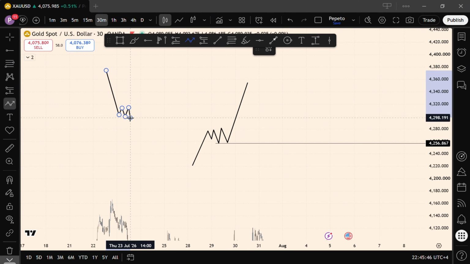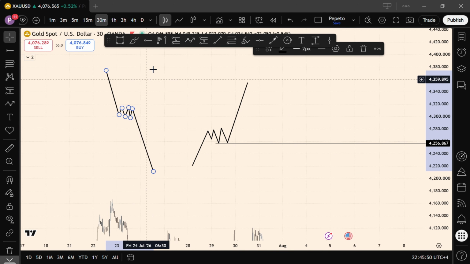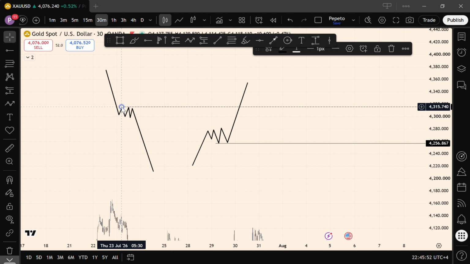For a supply zone, we have the opposite pattern. First, we see a strong, impulsive move to the downside. Then, the price pauses and creates a range. After that, the price drops aggressively again. So the pattern is drop, base, and drop. That base becomes your important supply zone.